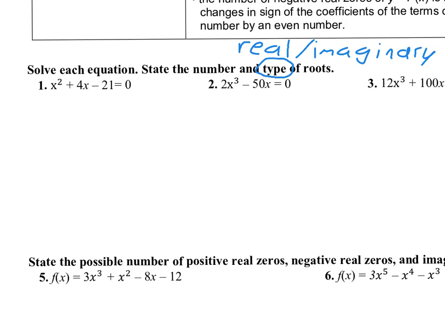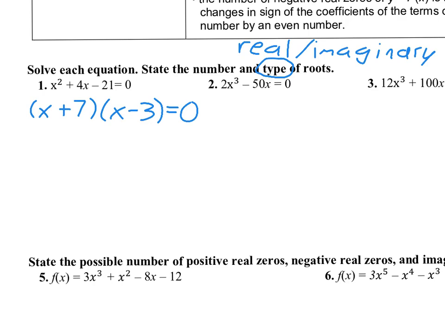So for number 1, the exponent is 2, so it's a quadratic. We've learned 4 ways to solve a quadratic. The easiest way is to factor when possible. So this one's going to be x plus 7 times x minus 3.